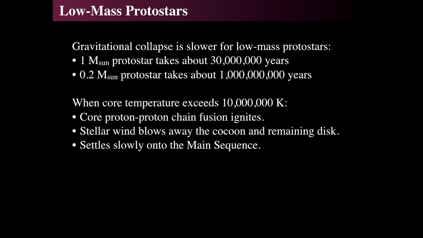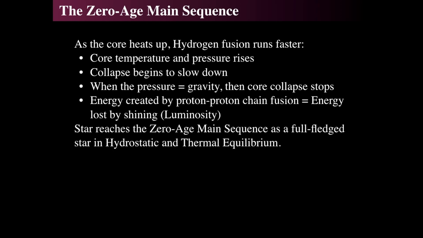Now, eventually, for low-mass stars, when the core temperature gets to about 10 million Kelvin, that's when proton-proton chain fusion starts, which is what we talked about in the sun. The stellar wind also blows away the cocoon that surrounds it, and the remaining disk is gone, and then it becomes a main sequence star. So the end of the protostar phase is the main sequence phase, which we call the zero-age main sequence, or ZAMS.